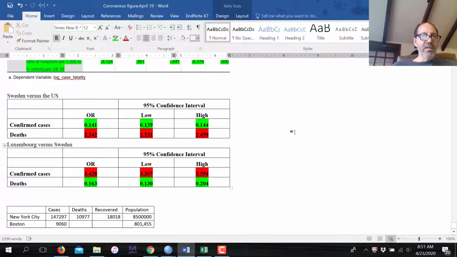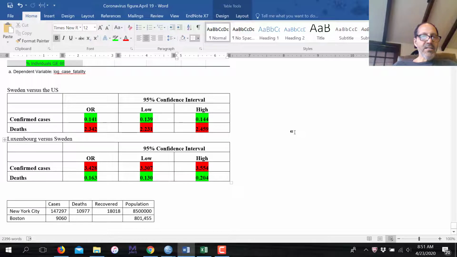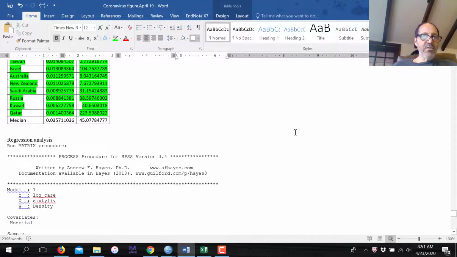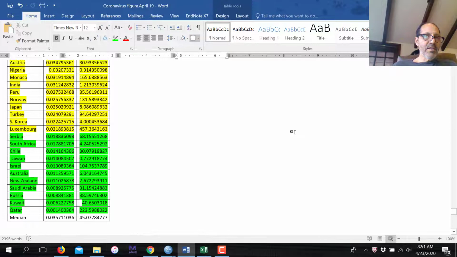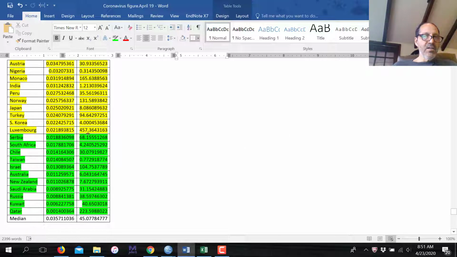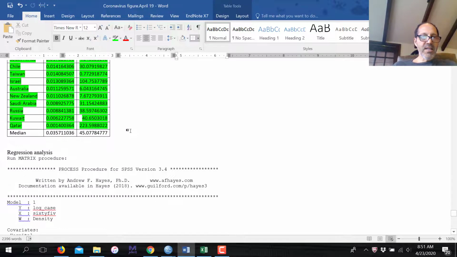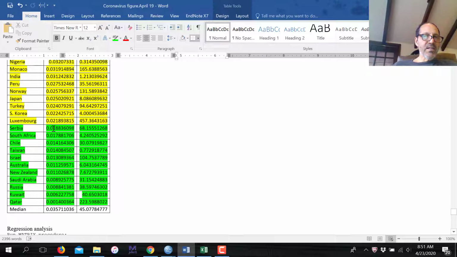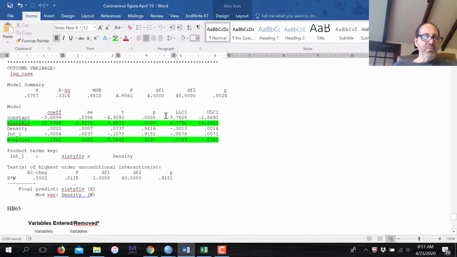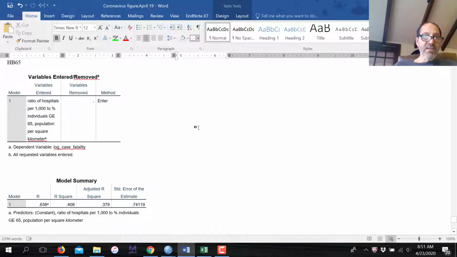I also compared Luxembourg to Sweden. The reason I did that was Luxembourg has a tremendous prevalence for the coronavirus. If we look at Luxembourg here, there's 457 cases per 100,000. They have a smaller population. It's a much more dense area. Yet their case fatality is low. It's about 2.2%. So 2.2% probability of dying if one is infected with the coronavirus.